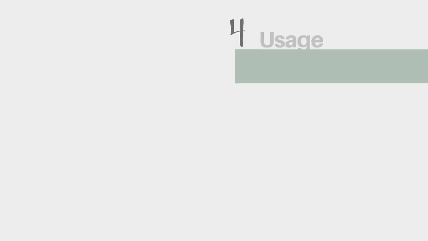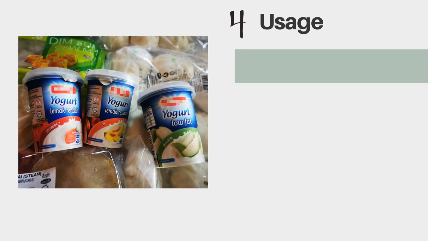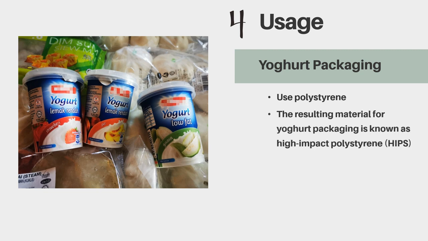Stage 4, usage. In terms of usage, the main concern regarding yogurt production is the packaging itself, rather than the yogurt. Basically, polystyrene is the most common material used for yogurt packaging. However, polystyrene is brittle, and usually contains a rubberizing compound such as butadiene, to give the packaging flexibility. Therefore, the resulting material commonly used for yogurt packaging is known as high-impact polystyrene, HIPS.